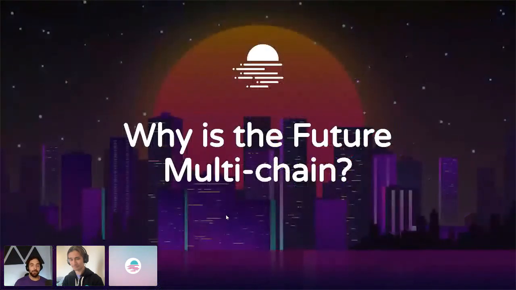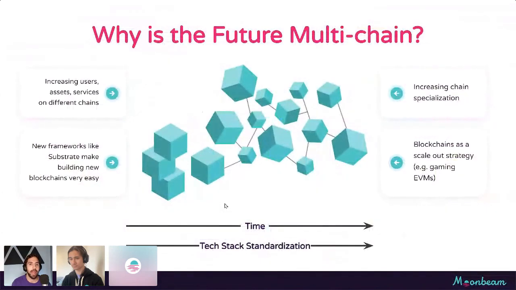So let's first talk about why we think that the future is multi-chain. We saw a phenomenon happening probably 3 years ago, where there used to be only Ethereum and a few other blockchains out there. But as time has gone by, we've seen more and more blockchains offering similar services, right? And as time goes on and the tech becomes more standard, we think we will see more and more blockchains that are going to become more and more specialized, right?